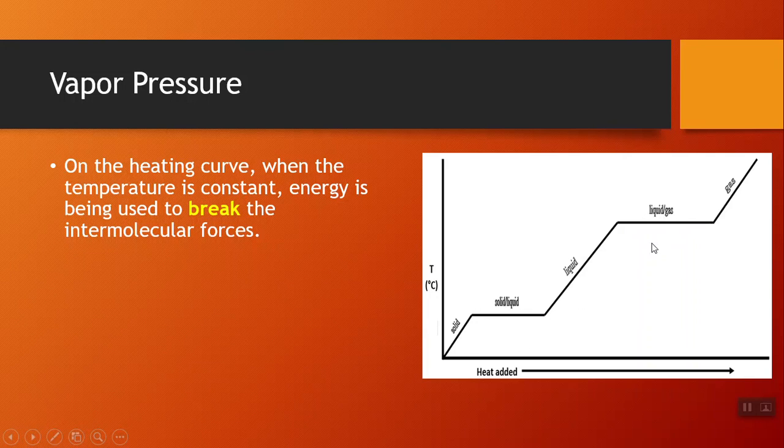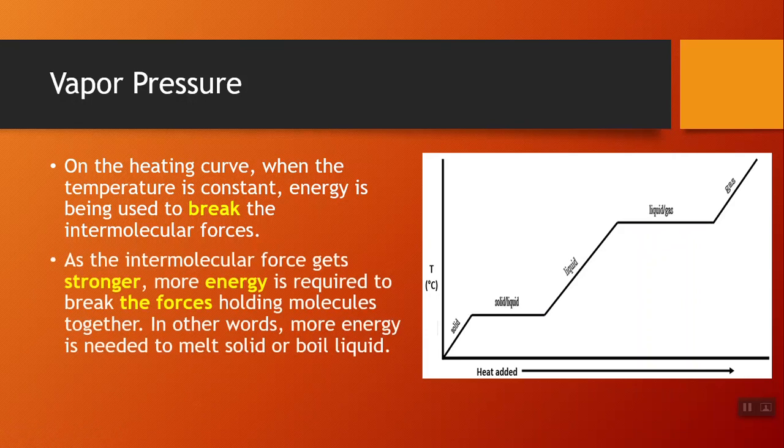So remember, at these phase changes, when heat is being added, the temperature is constant because the heat is being used to overcome the intermolecular forces, right? And the stronger the intermolecular force, the more energy that's going to be needed to overcome these forces. And so we are focusing here. We're going to talk about boiling point today as we talk about vapor pressure.